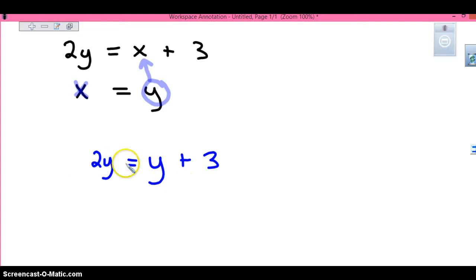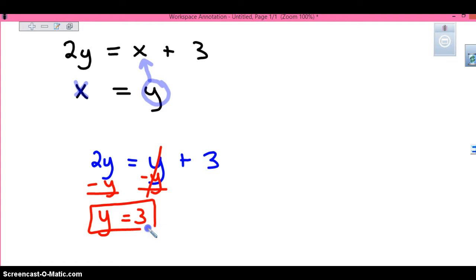So now that we've got y's on both sides, we can solve this equation. Subtract y. What you do to one side, you do to the other. y is equal to 3. Once we've got that y equals 3, we can solve for x.